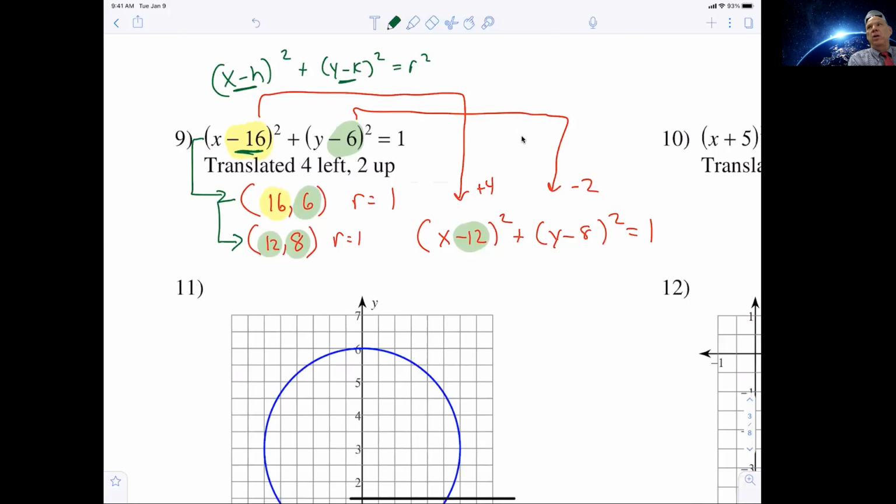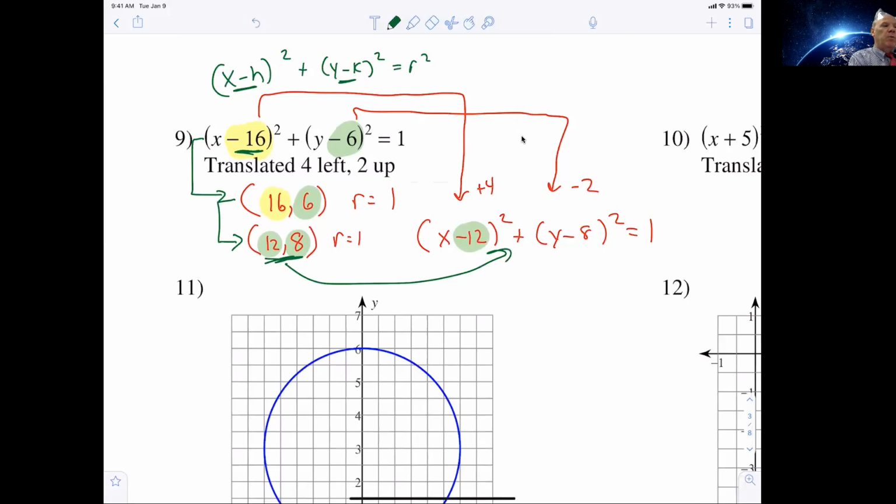Now, you can either remember that, or on your test, you would just find the center, you would shift it, and then you would put it back into the equation. Right? Is everybody with me on that? Those are your options. You can remember what I'm telling you about the shifting, or you can just find the center, shift the center, and then put it back into the equation.